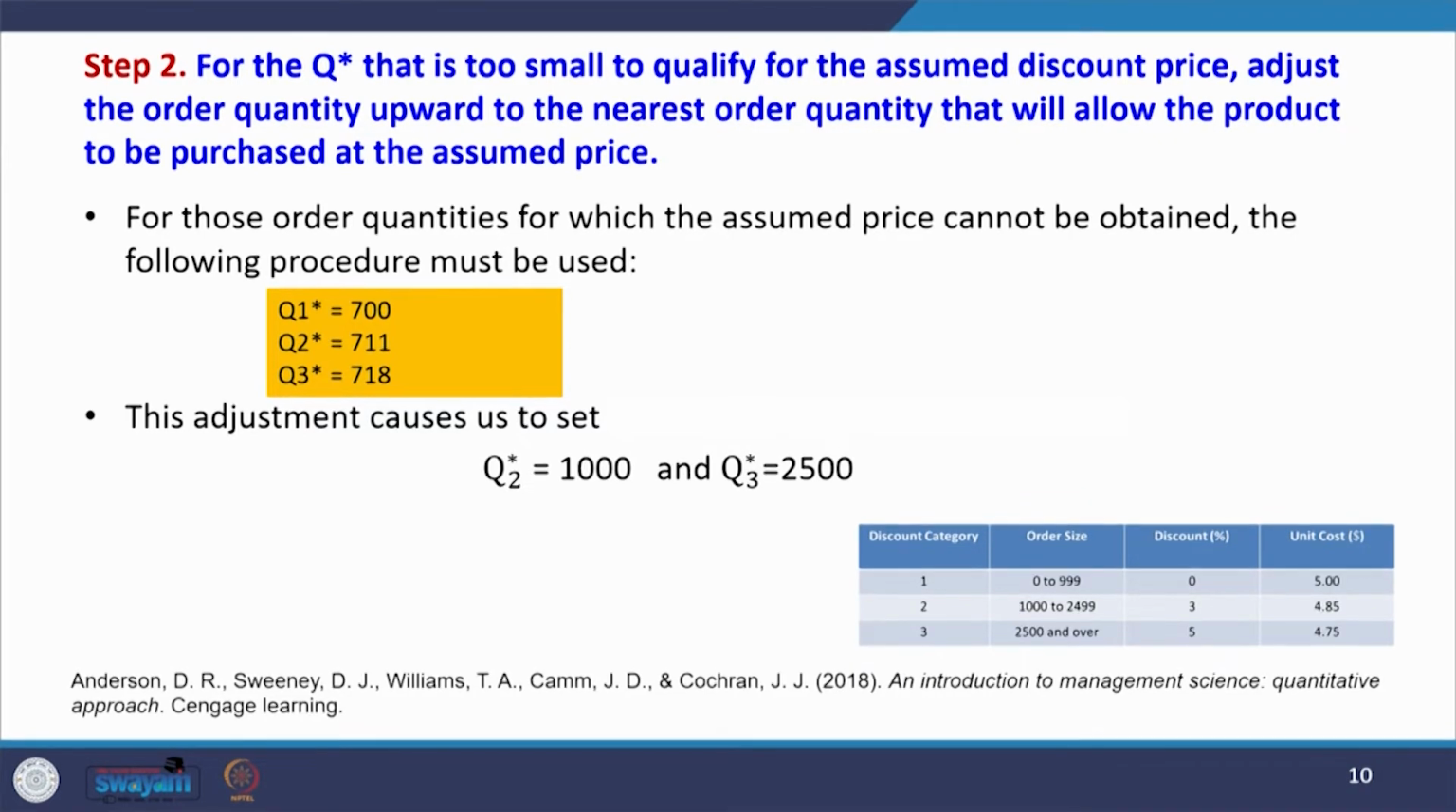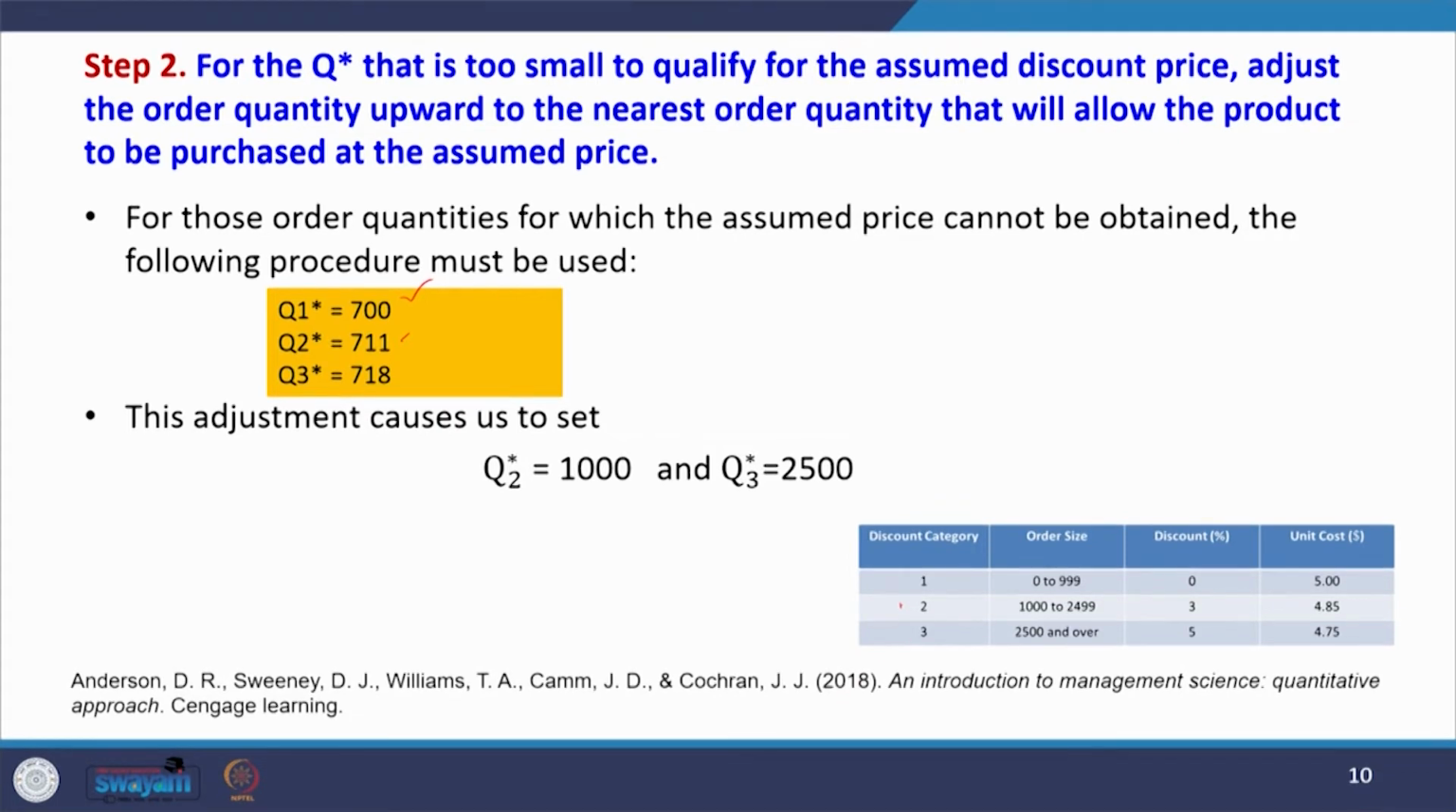In step 2, for the Q star that is too small to qualify for the assumed discount price, adjust the order quantity upward to the nearest order quantity that will allow the product to be purchased at the assumed price. For those order quantities for which the assumed price cannot be obtained, the following procedure must be used. For example, we got Q1 star 700, this is eligible, but you see Q2 star 711 is not eligible. Similarly, Q3 718 also not eligible.